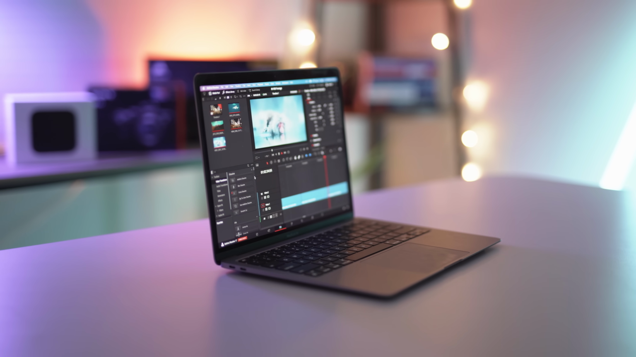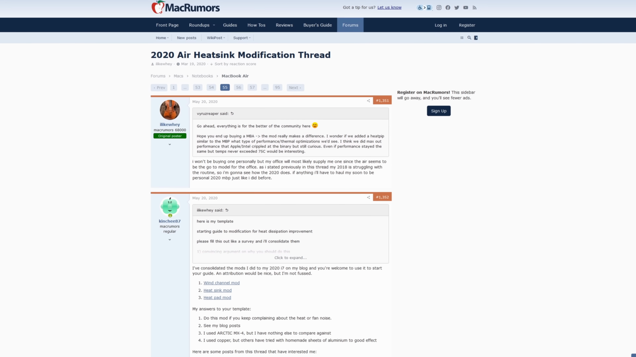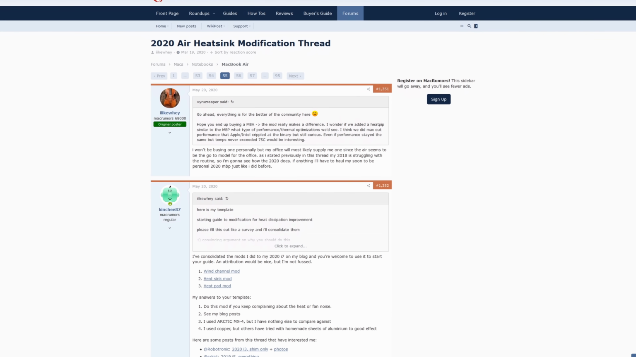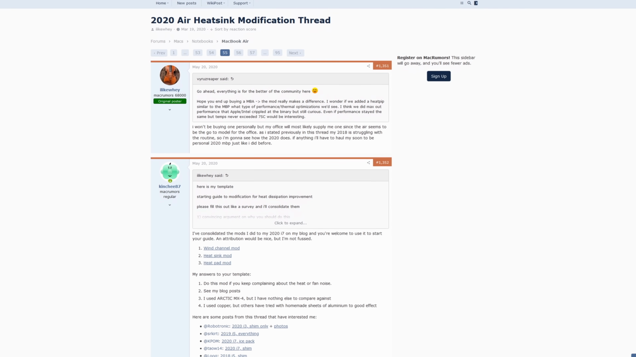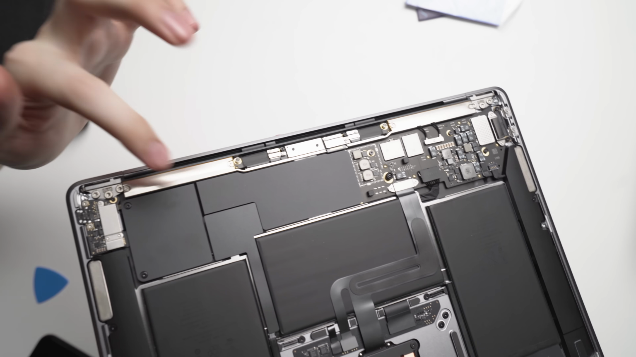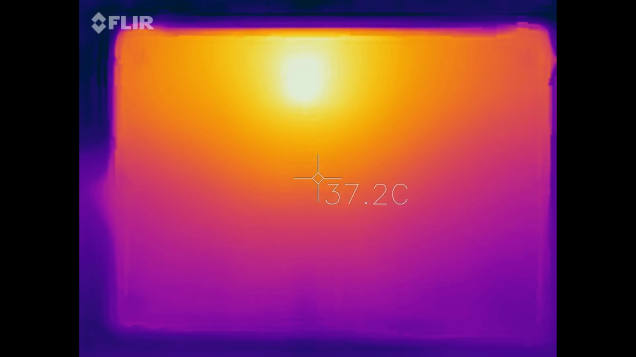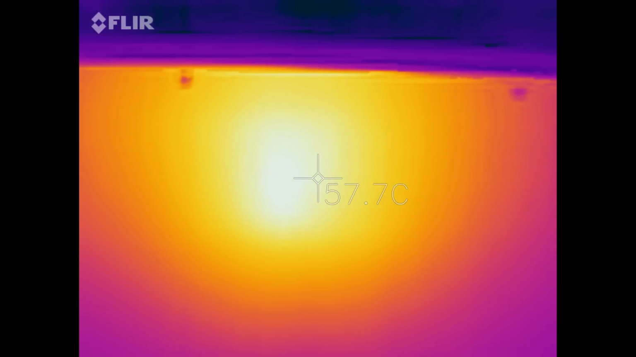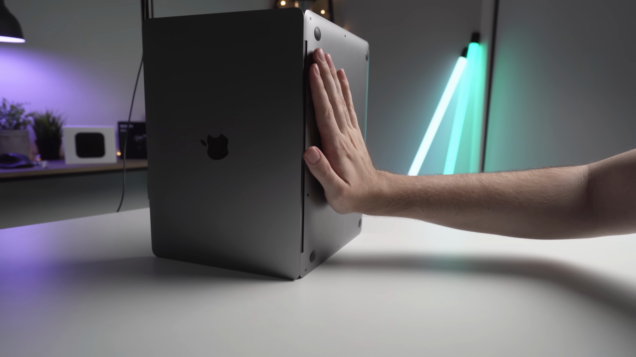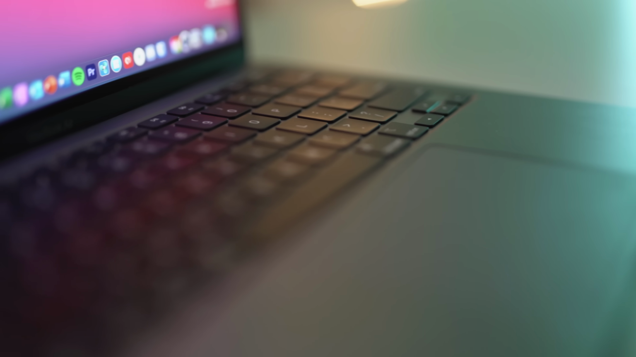A few weeks ago, I stumbled across an internet forum thread about thermal modding the old Intel MacBook Air laptops. Many users reported a big increase in performance, up to 16%, because they were able to draw the heat away from the CPU. It essentially turns the bottom case into one big heatsink. Now, although the M1 laptops are designed slightly differently, they are similar enough that the same mod should work.